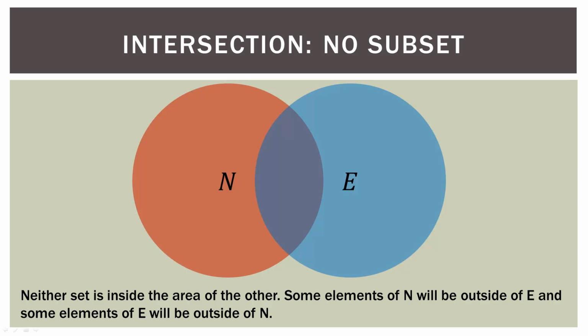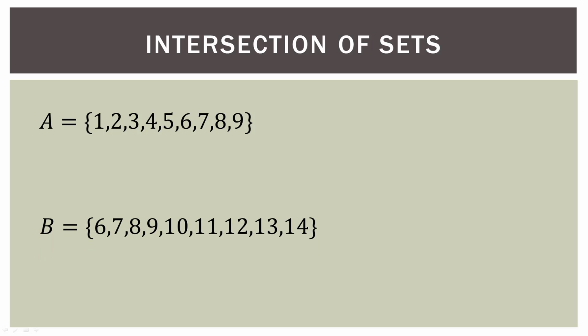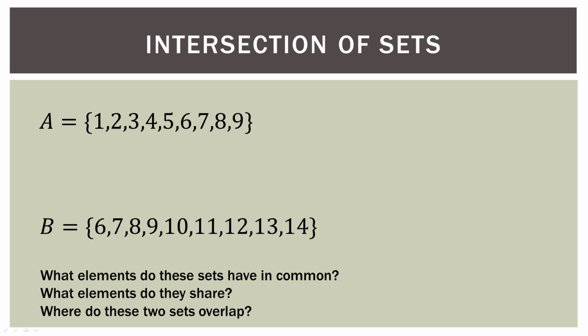So let's take a look at that further. Let's say we have a set A, and it's the numbers 1 through 9. Then we have the set B, which is the numbers 6 through 14. So the question is, what elements do these sets have in common? What elements do they share? Where do these two sets overlap? Well, if we look, they have 6, 7, 8, and 9 in common. Those are the elements they share.